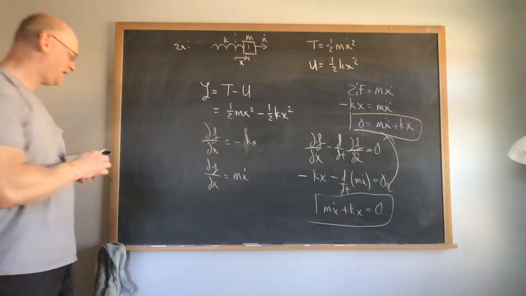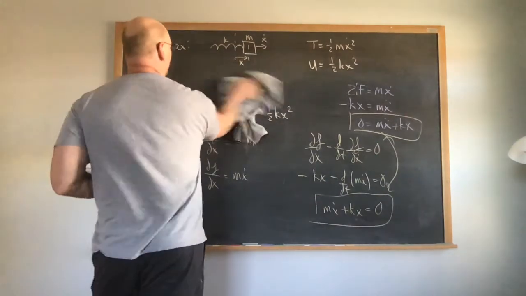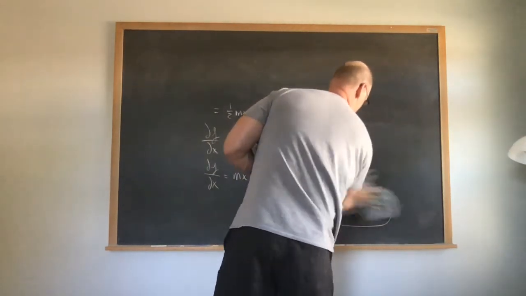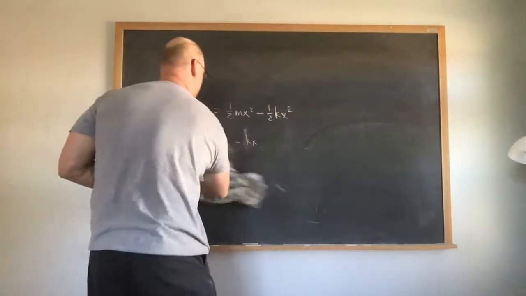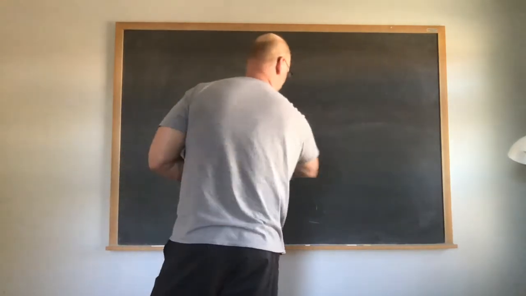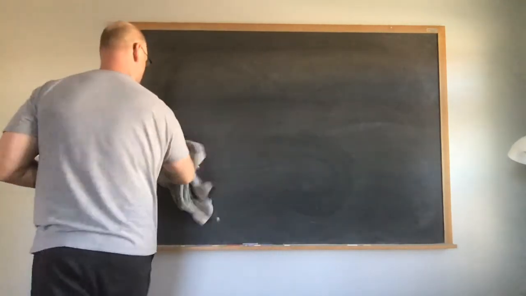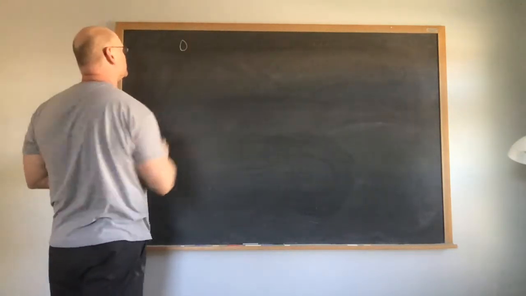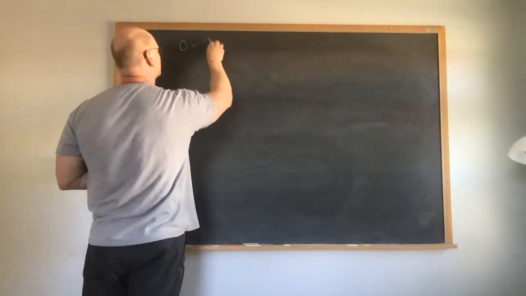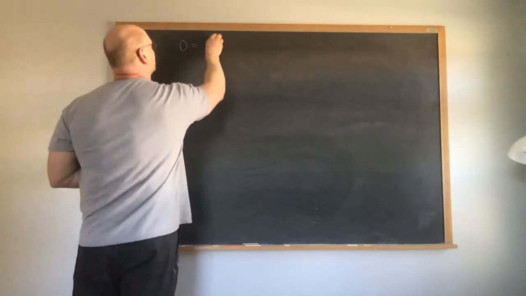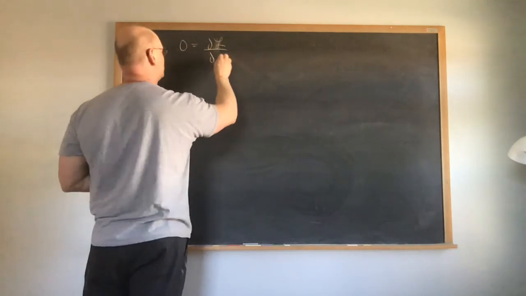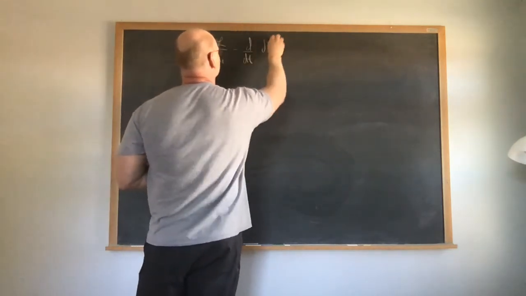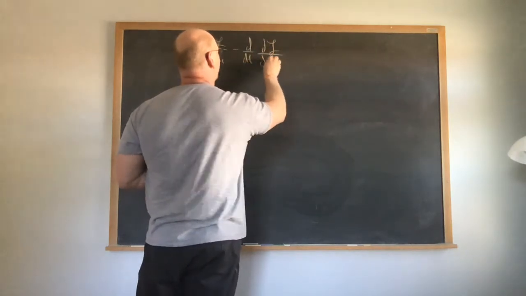So good. So why does this work? And why is it reasonable to expect that it works? Let's talk about that. So again, let's go back to Euler's equation. I'm going to write this as 0 equal to the partial of the Lagrangian with respect to x_i minus the time derivative of the partial of the Lagrangian with respect to x_i dot.